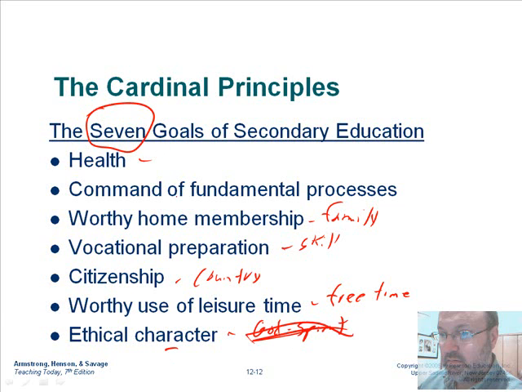Health, fundamental process of body and stuff. So health and body and family and a skill and serve your country, manage your free time, and have spiritual guidance, which is ethical character. So that was what they came up with at that time, the cardinal principles. I wonder if that's going to be on the test.